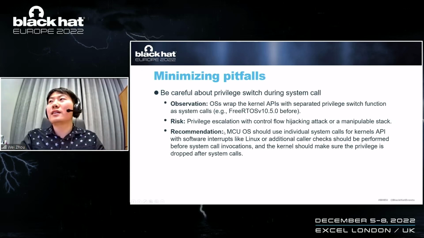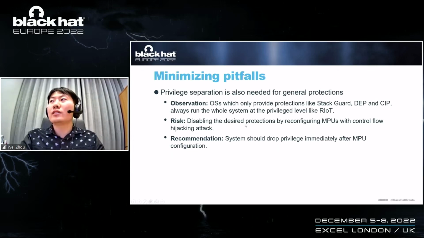Second, as I mentioned before, any privilege solution entrance should be careful, especially the system call. Ideally, we recommend the OS should use individual system calls for the kernel APIs to force the privilege switch, just like modern OSes. And if not, you need to perform additional checks for the caller to make sure the privilege will be dropped after the system call. And also the privilege separation is needed for the general protection.